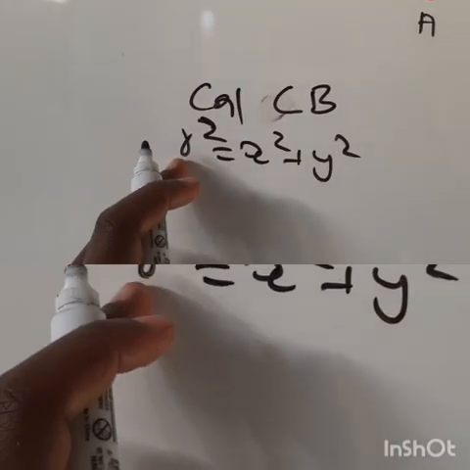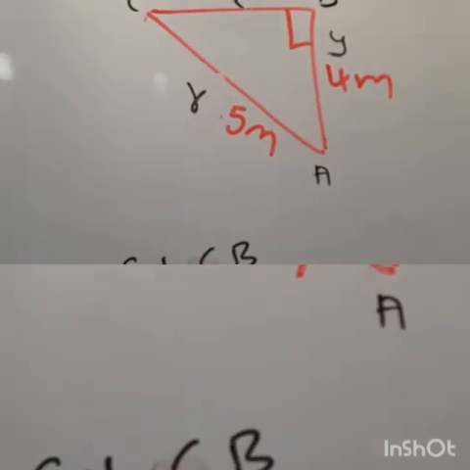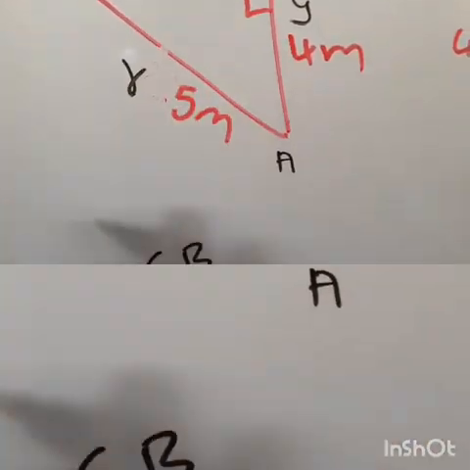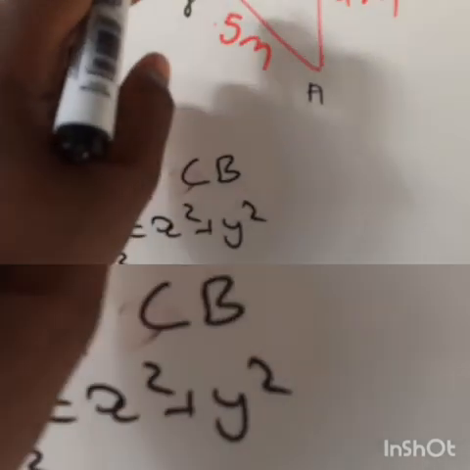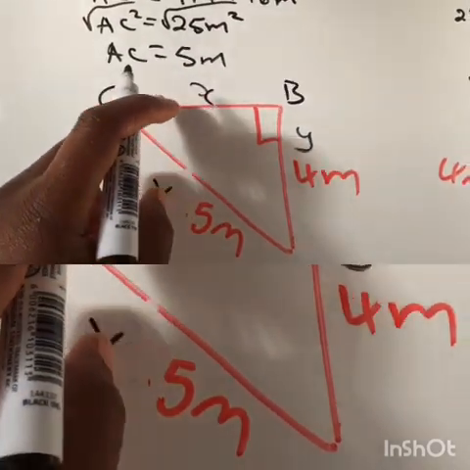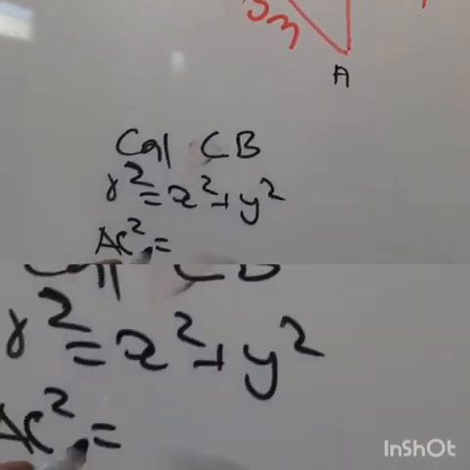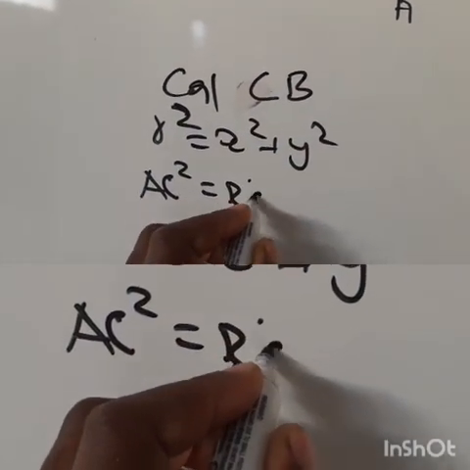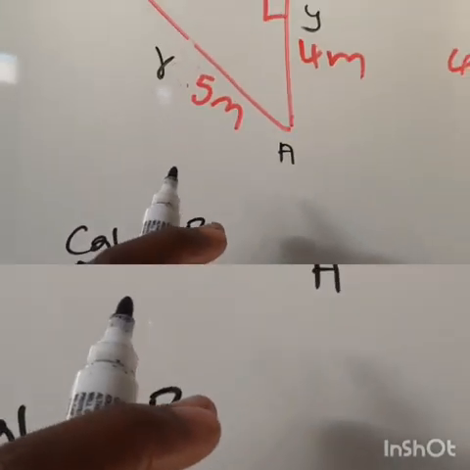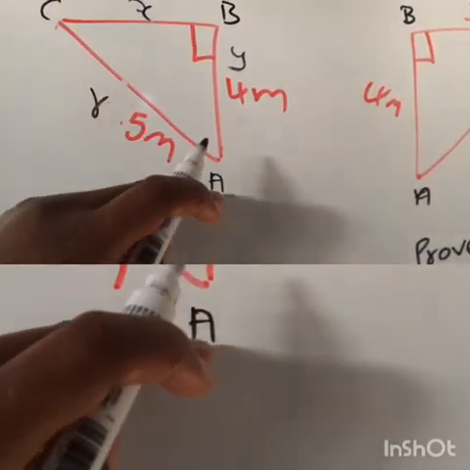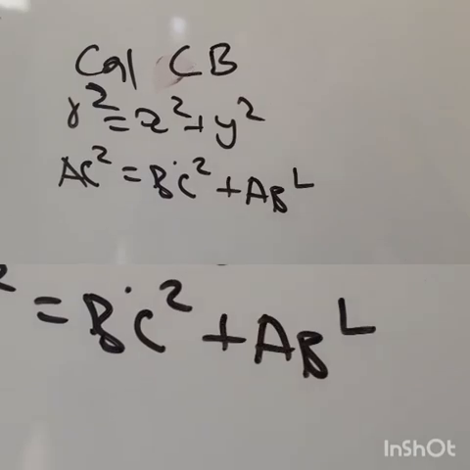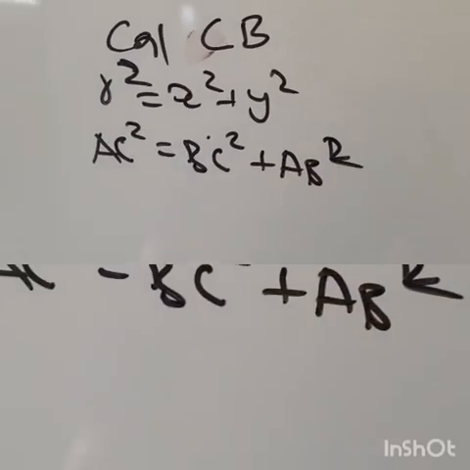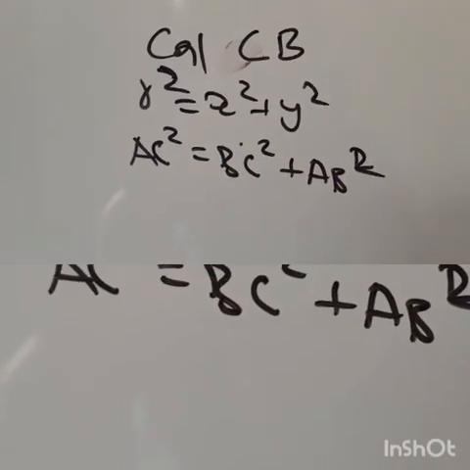But now the line R is represented by AC, therefore it becomes AC squared. The line X is represented by BC, therefore it becomes BC squared. And the line Y is represented by AB, therefore it becomes AB squared. Okay, then we continue, we substitute now.